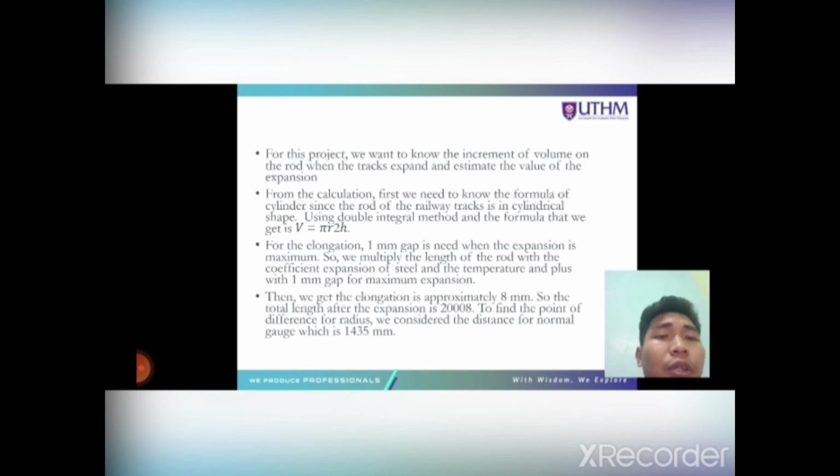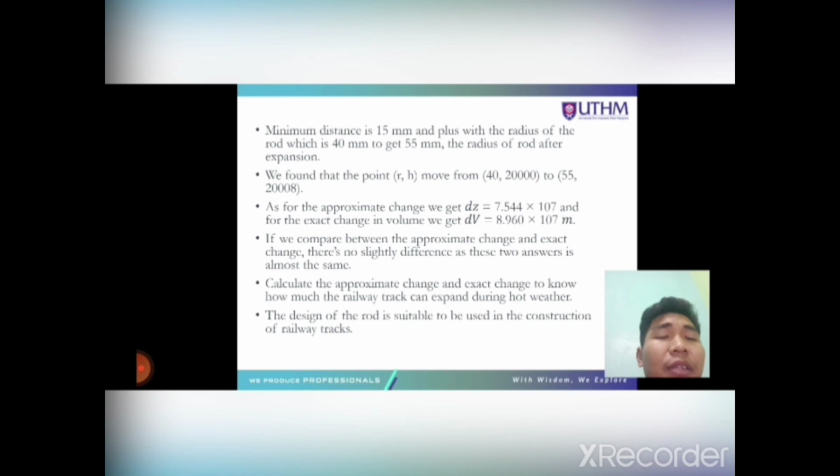For the elongation, a 1 mm gap is needed when the expansion is at maximum. So we multiply the length of the road with the coefficient of expansion of the steel and the temperature, and add the 1 mm gap for the maximum expansion. The minimum distance is 15 mm, plus the radius of the road, which is 40 mm, to get 55 mm, the radius of the road after expansion.